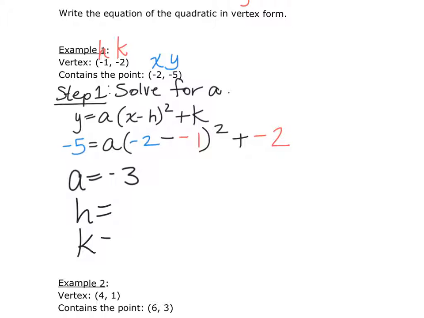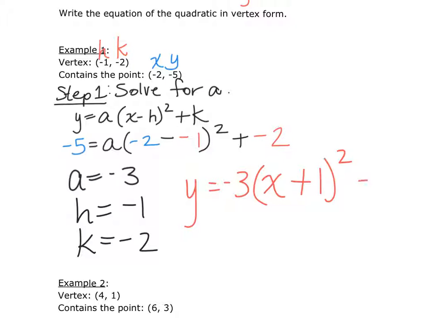So now I can use a, h, and k to write the equation of that quadratic in vertex form. So here h was negative 1, k was negative 2. So we're going to write that equation. You ready? y equals negative 3 times x minus a negative 1. What's minus a negative? A positive. So plus 1 squared minus 2.